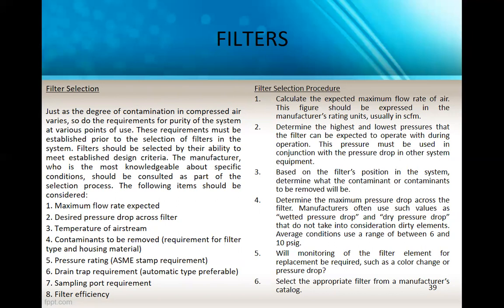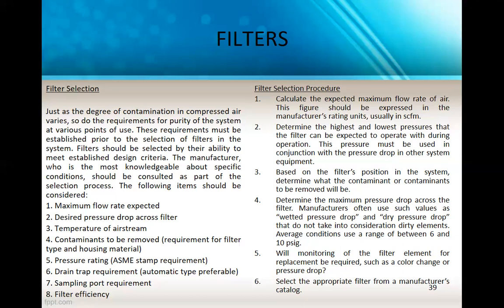So the following items should be considered. Number 1, the maximum flow rate expected. Number 2, desired pressure drop across filter. Number 3, temperature of airstream. Number 4, contaminants to be removed. Number 5, requirement for filter type and housing material. Number 6, pressure rating as per stamp requirement. Number 7, drain trap requirement, automatic type preferable. Number 8, sampling port requirement. Number 9, filter efficiency.